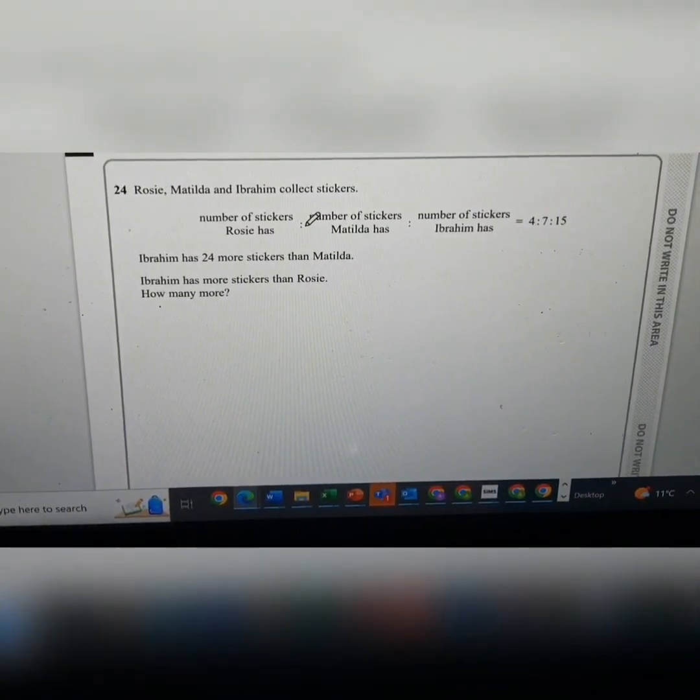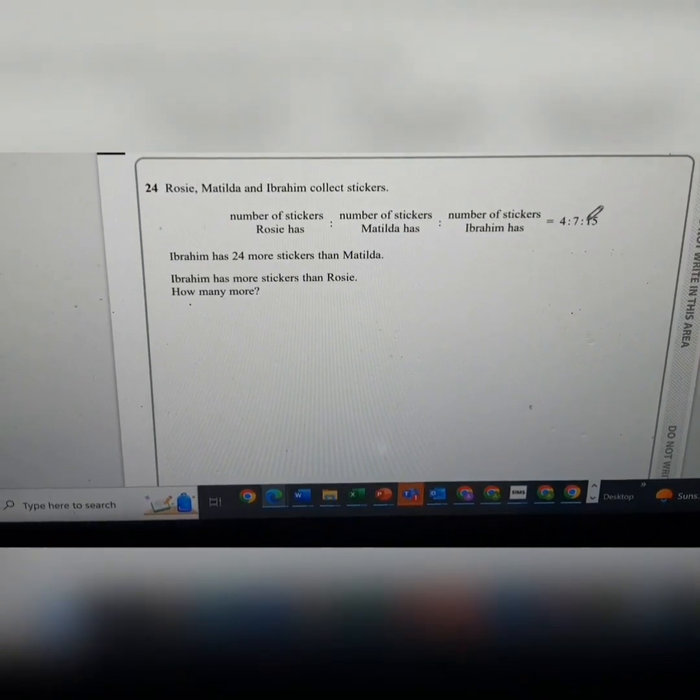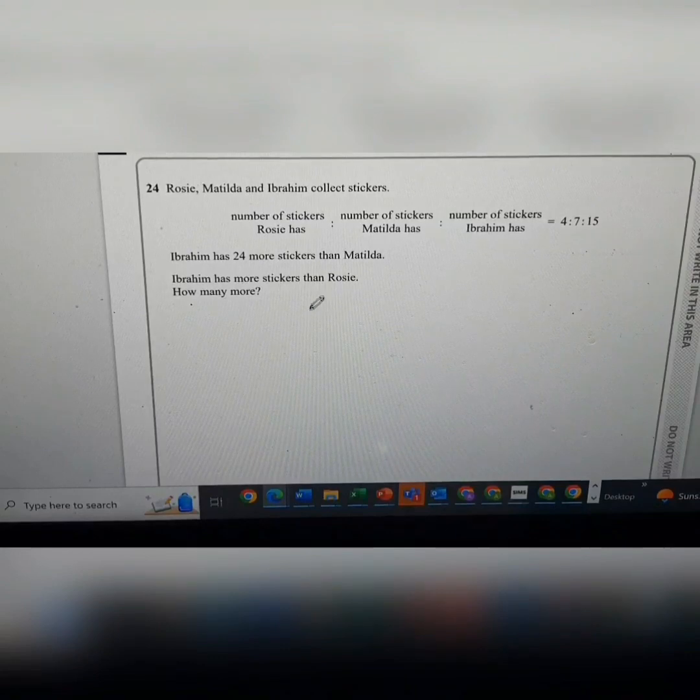Rosie, Matilda and Ibrahim collect stickers. The ratio of the number of stickers Rosie has to Matilda has to Ibrahim has is 4 to 7 to 15. So we're going to put Rosie, Matilda, Ibrahim, 4 to 7 to 15. Ibrahim has 24 more stickers than Matilda. Ibrahim has more stickers than Rosie. How many more?